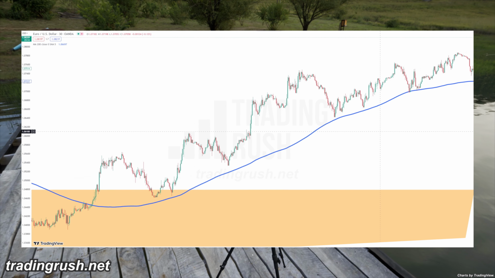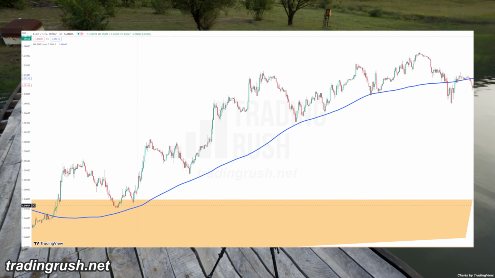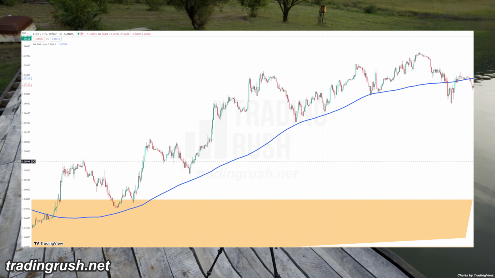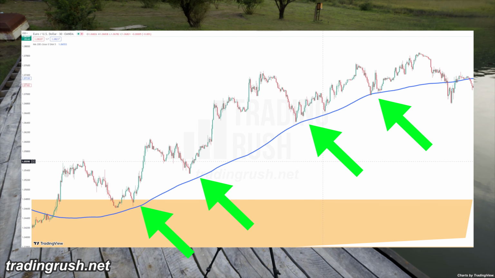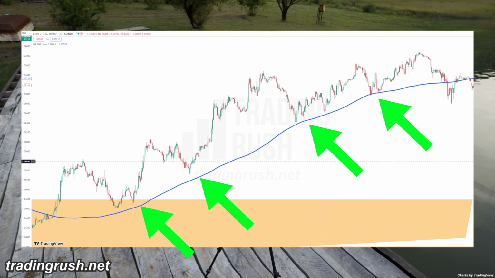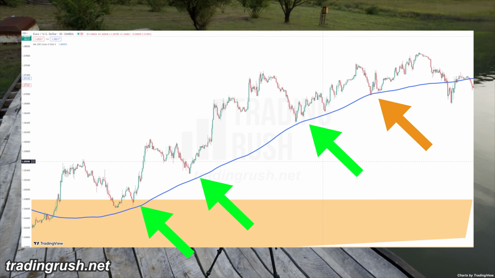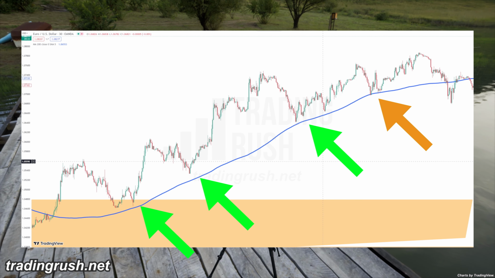Not everyone will jump into a trade as soon as the price hits the moving average. If there's a strong demand for buying, the price might start to bounce back before it even reaches the moving average. In this example, notice how the price bounced back 4 times in the direction of the uptrend and only hit the moving average once. The other times, it rebounded before reaching the moving average.